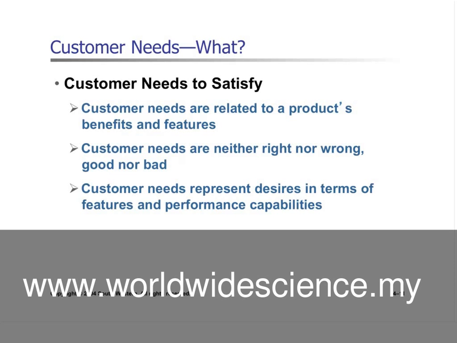Then customer needs are neither right nor wrong, good nor bad. So basically, we need to understand that whenever a customer needs something, it is their need, so there is no right or wrong to that. And customer needs represent desires in terms of features and performance capabilities. So customer needs basically represent what they want and what type of performance. So that gives us an idea of the core competencies necessary to satisfy customer needs.